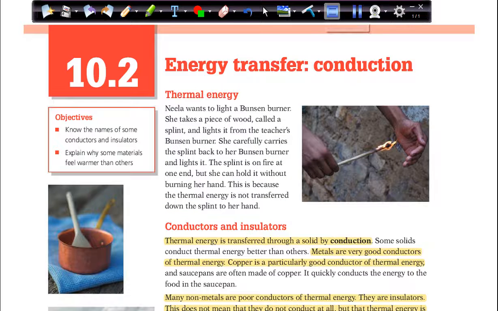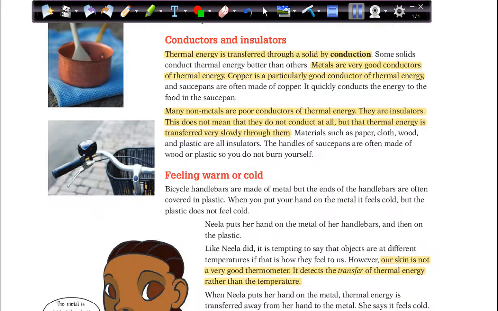Okay, what about the conductors and insulators? So now we will see how materials conduct heat and insulate heat. Thermal energy is transferred through a solid by conduction. Some solids conduct thermal energy better than others. We all know that metals are the best choice, but some metals conduct thermal energy more than others. So metals are very good conductors of thermal energy.